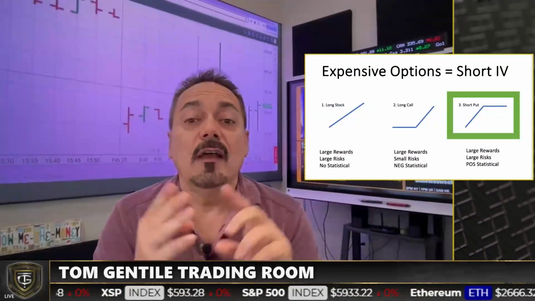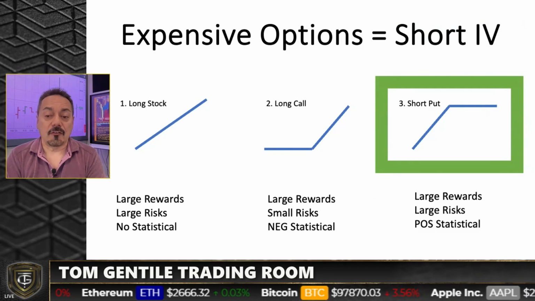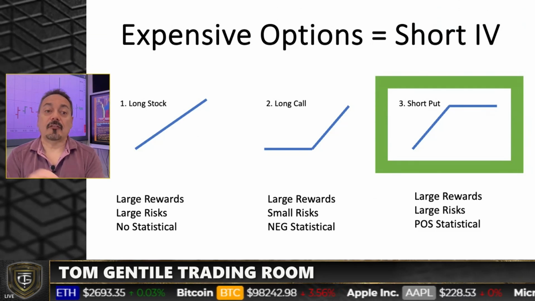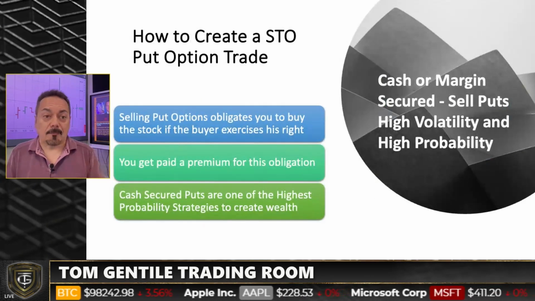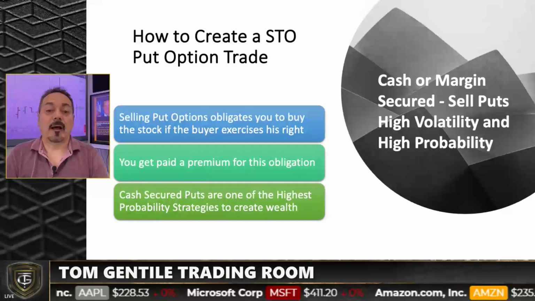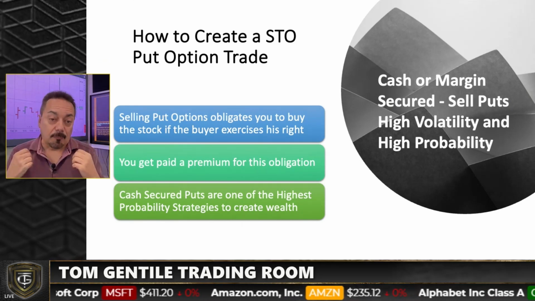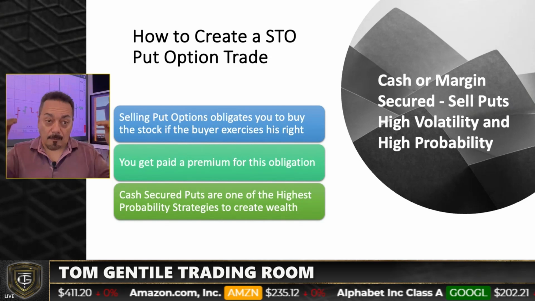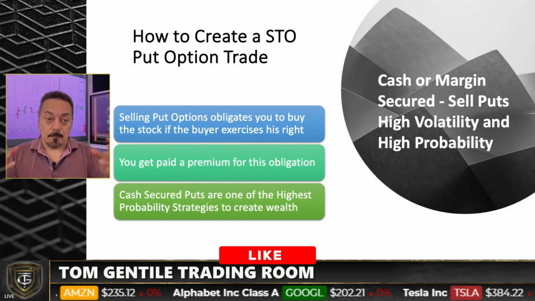I want to sell an expensive put, because I do get the large risks and rewards by selling puts if I'm assigned, but I also get positive statistical probability with that because I'm bringing that premium in. If I bring that premium in, then I'm going to get something for putting myself out there to assume an obligation, right? So a put option seller will obligate themselves to buy the stock. I want to make sure if I'm going to obligate myself, I put myself somewhere below where the stock is today. I'm going to get paid a premium for that.